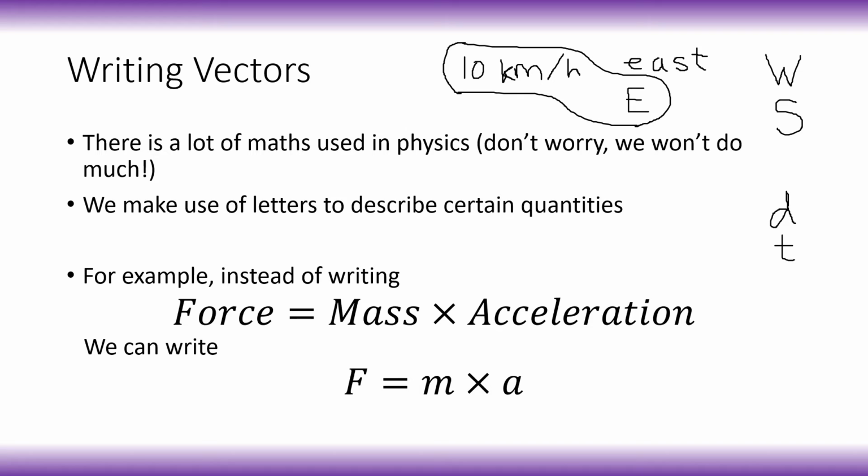So for example, this equation is Newton's second law that we talked about briefly in our last video. Force is equal to mass times acceleration. Now I don't want to write out all those words every single time I want to work on a problem that involves forces and masses and accelerations. So what we do is we call the force just F, we call the mass a small m, and we call the acceleration this small a.